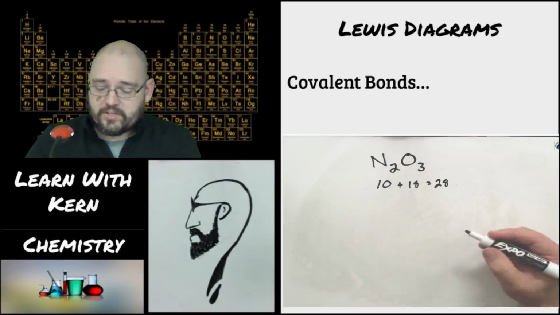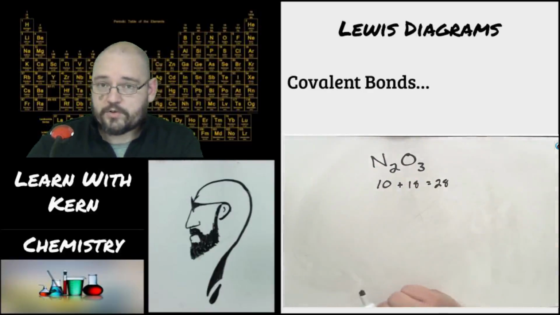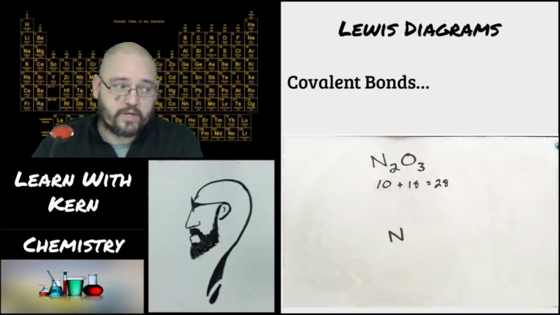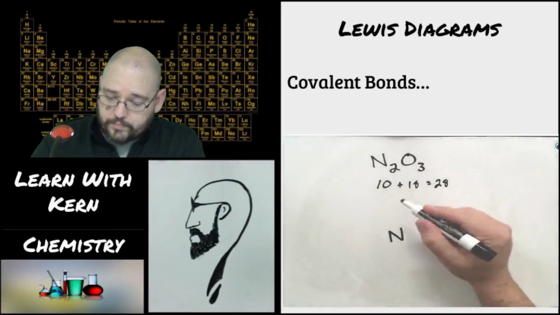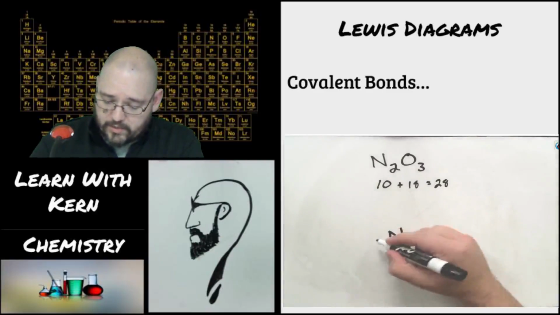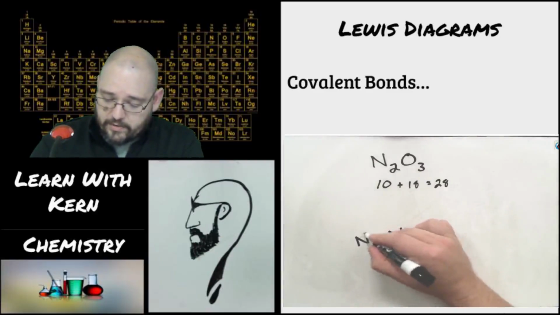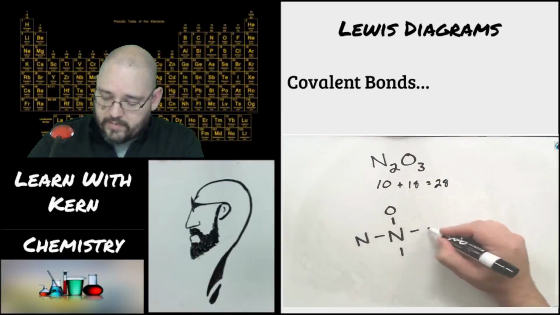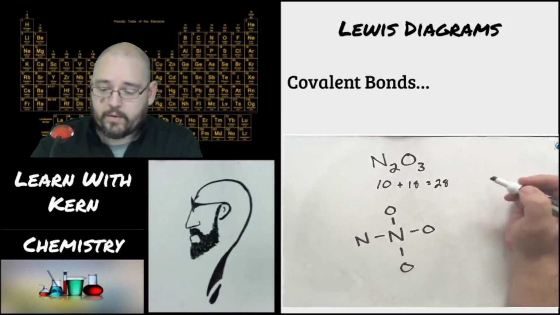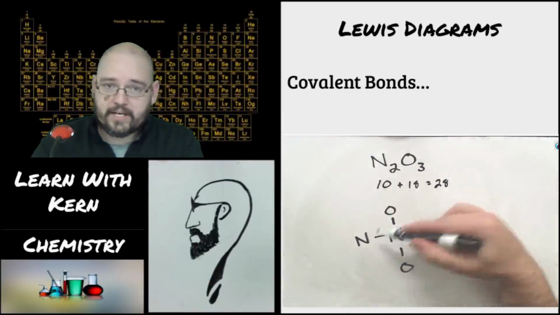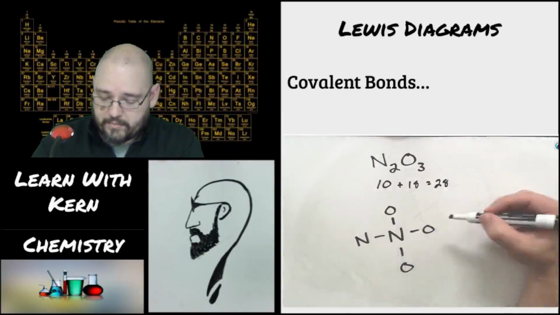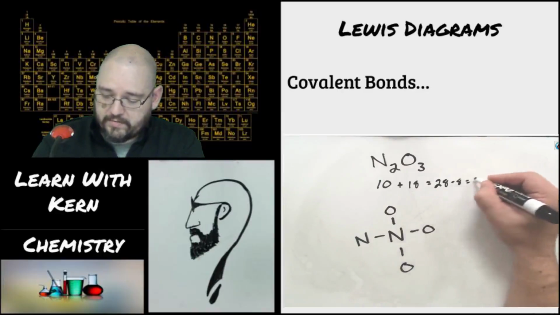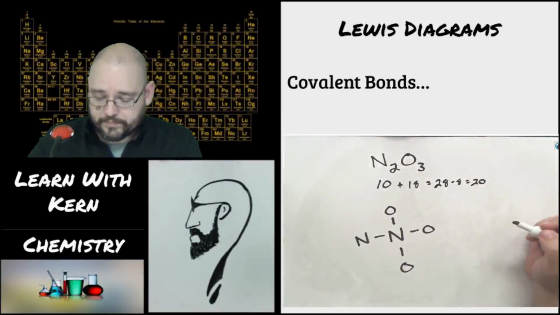So then I need to pick the central atom. Well, I'm going to say nitrogen is my central atom because there's 2 nitrogens and there's 3 oxygens. So I have my nitrogen, and now what I'm going to do is attach the other nitrogen and all three of my oxygens. Okay, so I've attached my outside atoms to my central atom, and I just used 2, 4, 6, 8 electrons. So I have 20 electrons left.